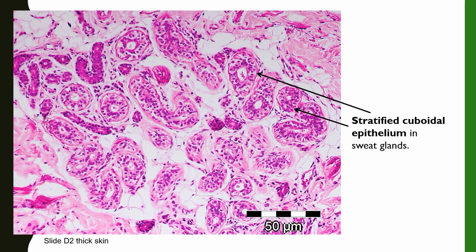Compared to this, this is the example location in thick skin, in the sweat glands. Earlier you saw only a single layer of cuboid-shaped cells, but here you can see more than one layer. It's stacked together. The cuboid-shaped cells have more than one layer. You can see it from the nucleus.